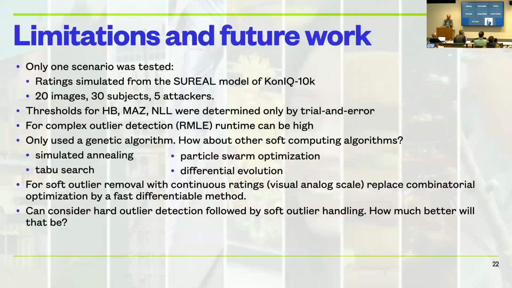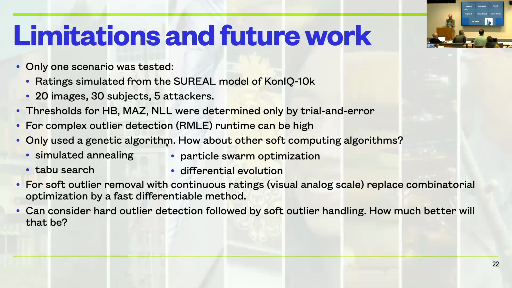And there are, of course, some limitations and some future work. So we only tested one scenario. The ratings were simulated from the Surreal model of Konic 10K. Other data sets will give us other models. Other algorithms besides Surreal, like ESQR or whatever, give us a different subject model. Then we only tested for 20 images and 30 subjects and 5 attackers. So these numbers can be changed, and then maybe the ranking will be changed also.